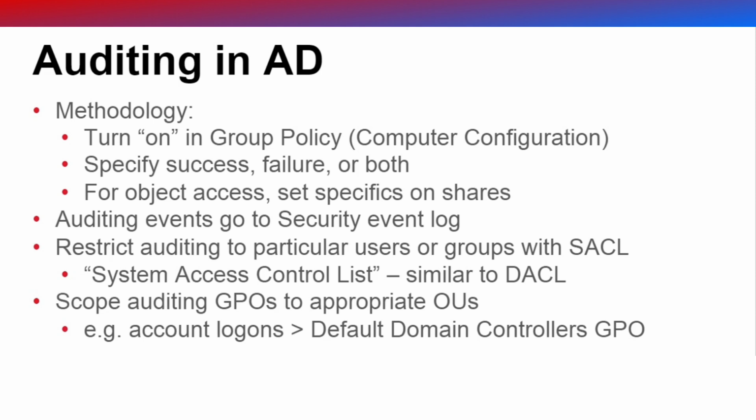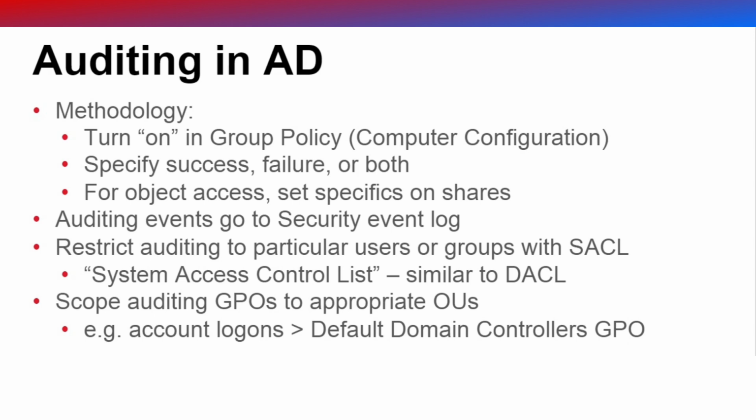And then the third step is if we're auditing object access, right? So access to file shares, for example. There might be some specific sensitive file shares that we want to audit access to. We could set the specific information on those shares and say, here's what we want to audit: attempts to read, attempts to write, attempts to delete, and so forth. And maybe limit that by specific groups.